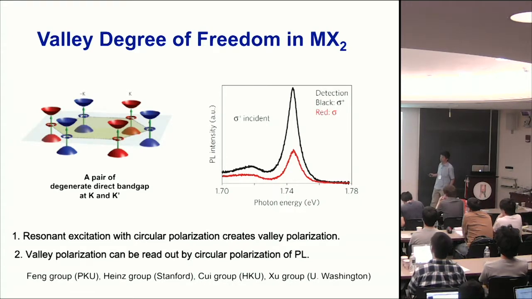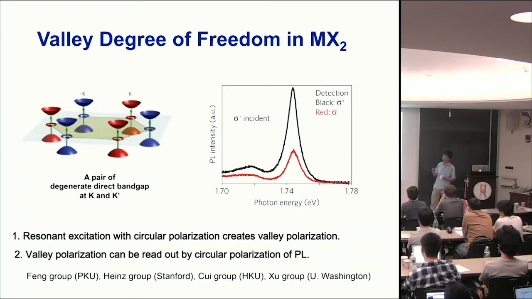I mentioned there's this valley degree of freedom, in the sense you have two degenerate gaps, one at the K point and one at the K prime point. Unlike in graphene, where it's usually very hard to address the K and K prime valleys separately, in transition metal dichalcogenides one can access these valleys very conveniently using circularly polarized light at visible wavelengths. For example, if you shine left-handed circularly polarized light, you can selectively excite only the K point, and if you use right-handed circularly polarized light, you can selectively excite the K prime point.